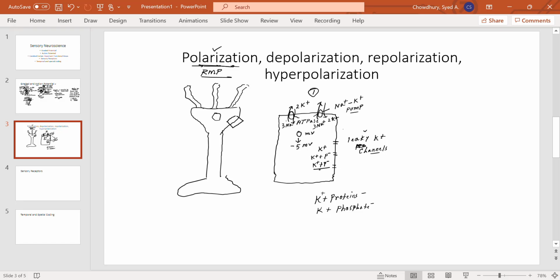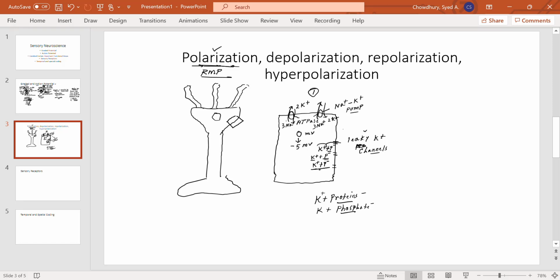Okay, also negative. And these complexes, the potassium with protein and potassium with phosphate, they start to get out through the leak channel. Okay, so they start to get out. But see, the proteins and phosphate, these are larger molecules. So when the potassium tries to get out together with the proteins and phosphate molecules, the proteins and phosphates cannot exit or get out.